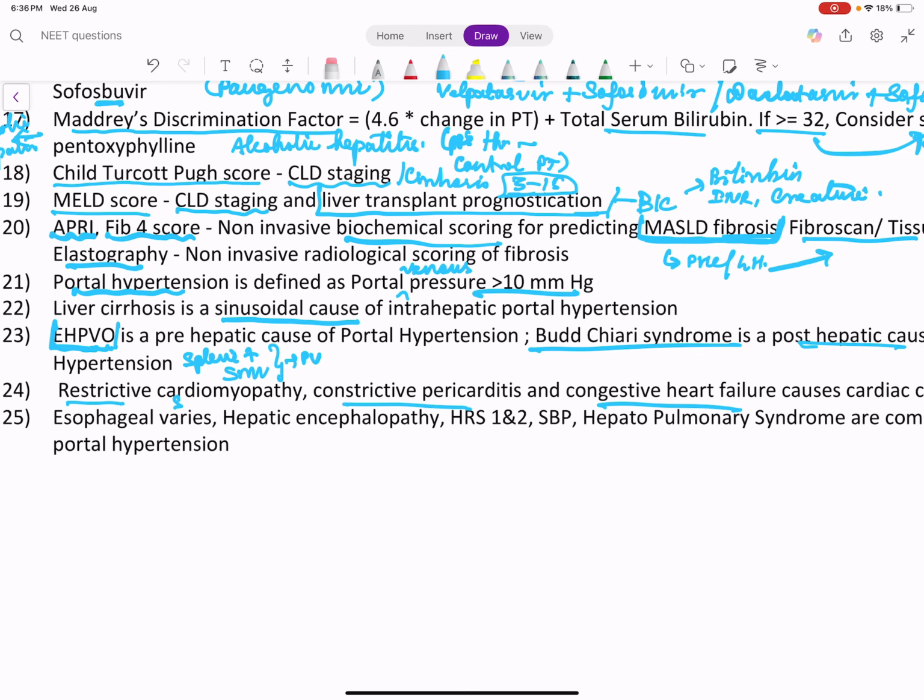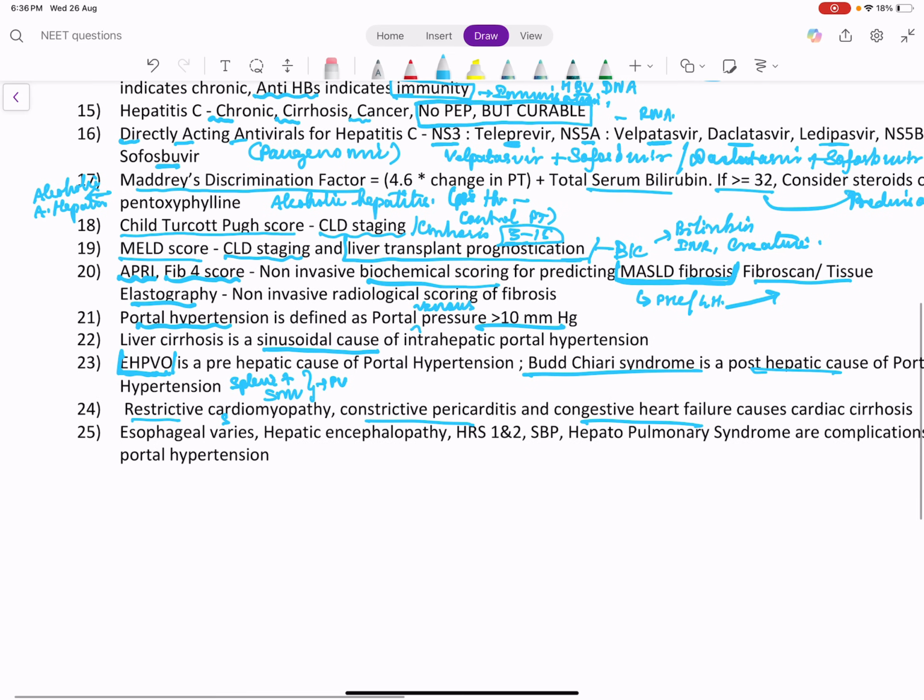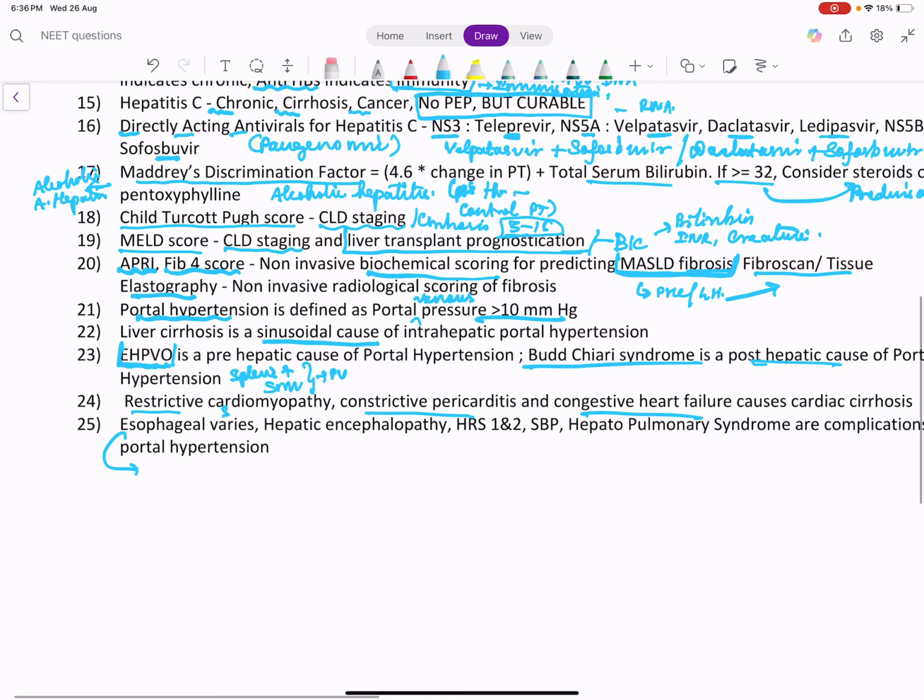Now what are the complications of portal hypertension? Esophageal varices. Why does this occur? Because of portosystemic shunting. Because of portal hypertension, the blood coming from the superior mesenteric vein and splenic vein cannot enter into the liver. So they bypass and enter the systemic circulation. They open the esophageal connection.